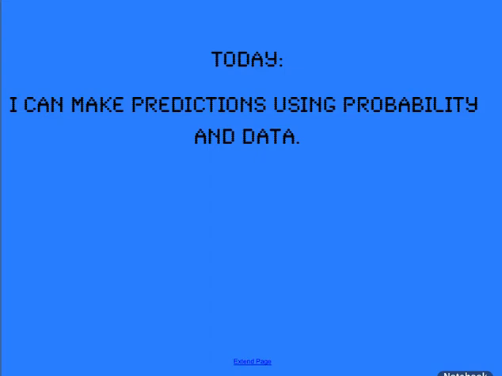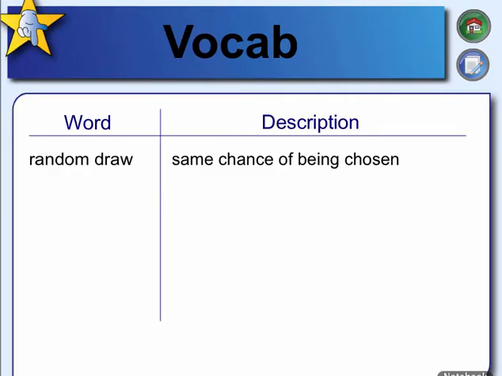Your objective: I can make predictions using probability and data, or data, depending how you say it. First things first, we need to look at some vocabulary. The first word we're going to talk about is random draw. Random draw is the same chance of being chosen.